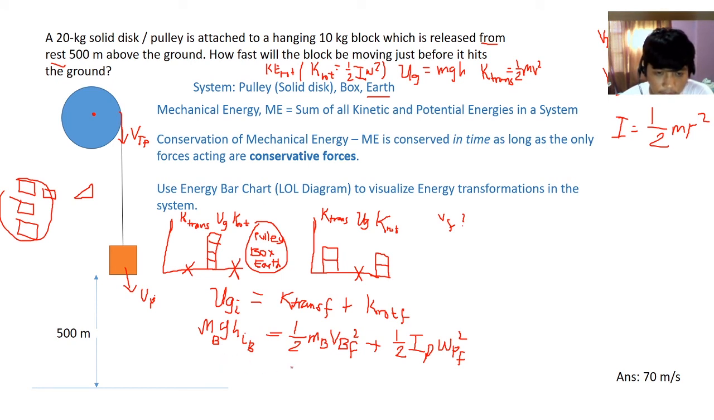We copy that, we copy that. I'm going to substitute one half mr squared for I. And we mentioned that omega is the velocity of the block over the radius of the pulley, so we get the velocity of the block over the radius of the pulley, times the radius of the pulley squared. You can see this r of the pulley will cancel out. That's why no r of the pulley is given here, because it will cancel out anyway.